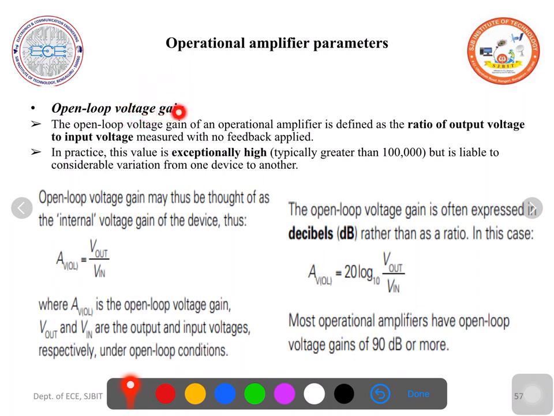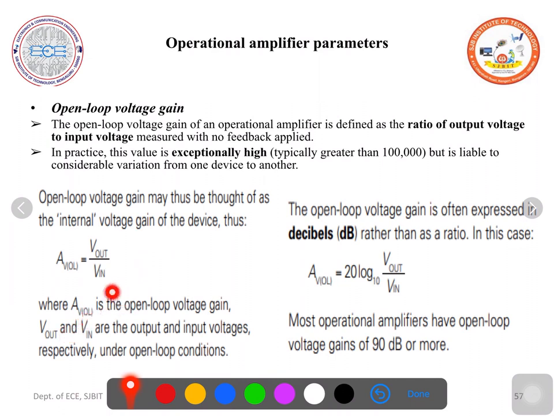Let us see some of the parameters of the operational amplifier. Important parameters. Open loop voltage gain. As you know, gain is nothing but output by input. Voltage gain means output voltage by input voltage. Open loop means there will be no feedback. In the open loop voltage gain, ideally the gain is infinity, but practically it will be in the range of 1 lakh, or it may be greater than this.